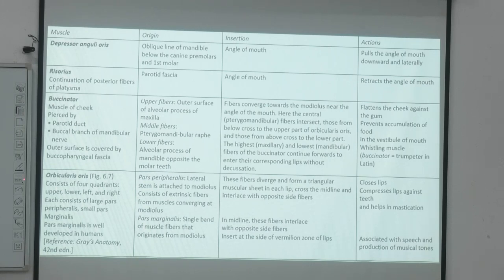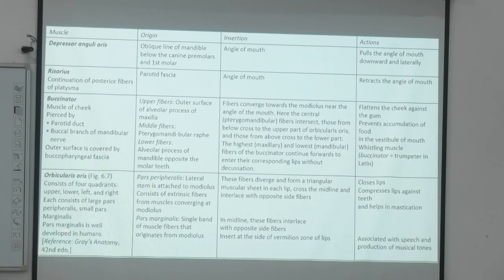It consists of four quadrants, upper, lower, left and right, and each consists of a large pars peripheralis and a small pars marginalis. Pars marginalis is well developed in humans. Now, these two parts: pars peripheralis, the lateral end is attached to the modiolus, and consists of intrinsic fibers and fibers from muscles converging at the modiolus. Pars marginalis is a single band of muscle fibers that originates from the modiolus. What is the insertion? These fibers diverge and form a triangular muscular sheath in each lip, cross the midline and interlace with opposite side fibers. In the midline, these fibers interlace with opposite side fibers and insert at the side of the vermilion zone of the lips. This is the insertion for pars peripheralis. This is the insertion for pars marginalis. Vermilion zone means the pink area is included within the vermilion zone.